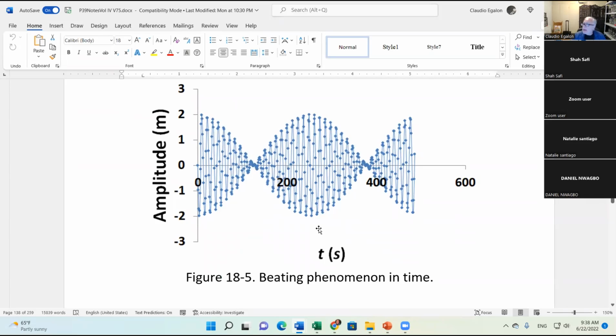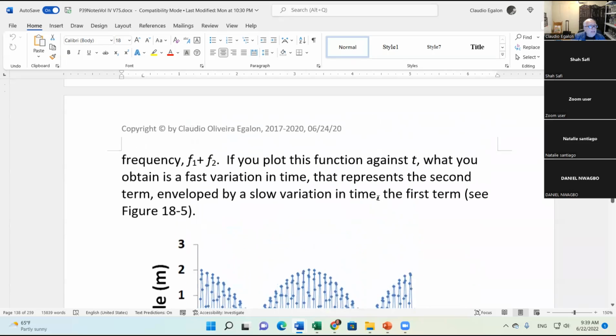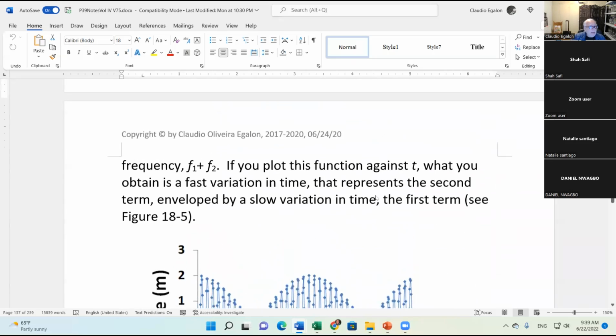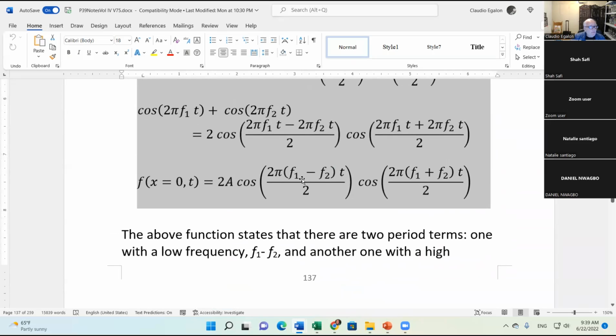So if you are hearing that in terms of sound, what are you going to hear? Can you picture that? You have an amplitude of the sound that is almost zero here. You increase in intensity, and then decrease in intensity. And this increase and decrease has a frequency that is given by f1 minus f2.